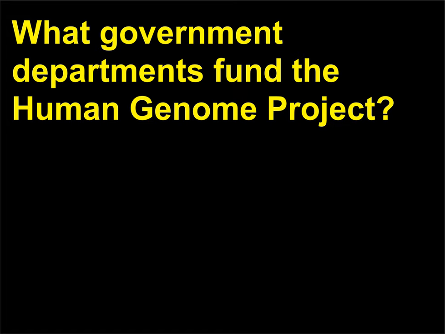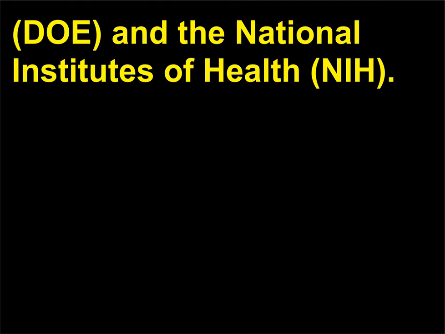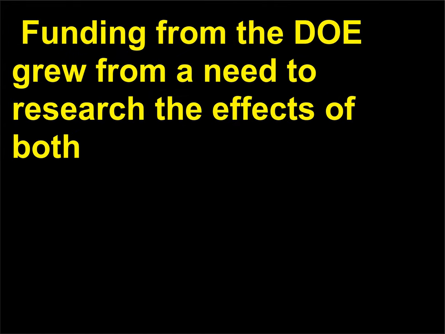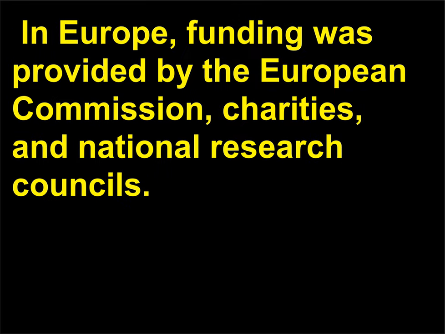What government departments fund the Human Genome Project? In the United States, the project is funded primarily by the Department of Energy, DOE, and the National Institutes of Health, NIH. Funding from the DOE grew from a need to research the effects of both radiation and the chemical byproducts of energy production on genes. In Europe, funding was provided by the European Commission, charities, and national research councils.